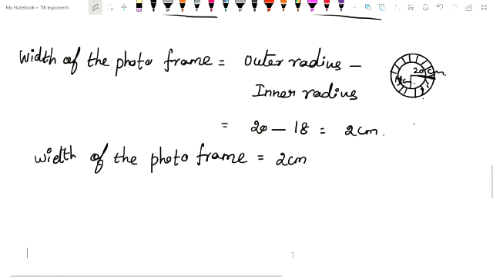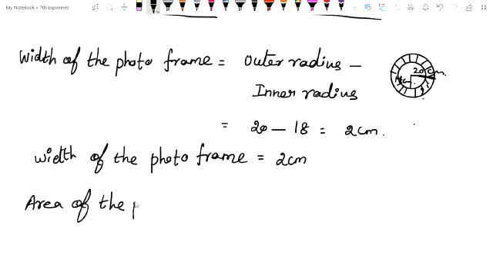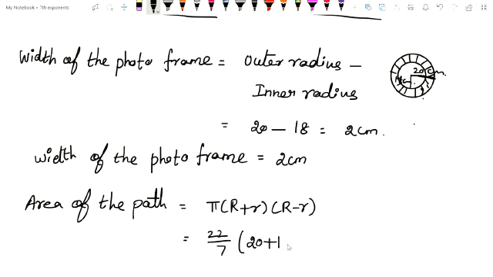So, area of the path equals, what is the formula, children? Directly write the formula. Area of outer circle minus area of inner circle. So, pi into R plus r into R minus r. Okay. So, here pi value 22 by 7, outer radius 20 plus inner radius 18. Then 20 minus 18.